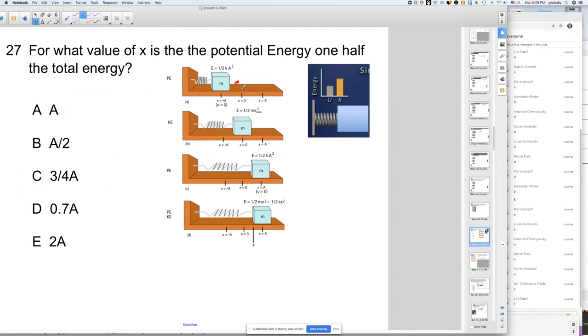I mean, a lot of people would think that would be right in the middle. No, it doesn't turn out to be that. Surprisingly.